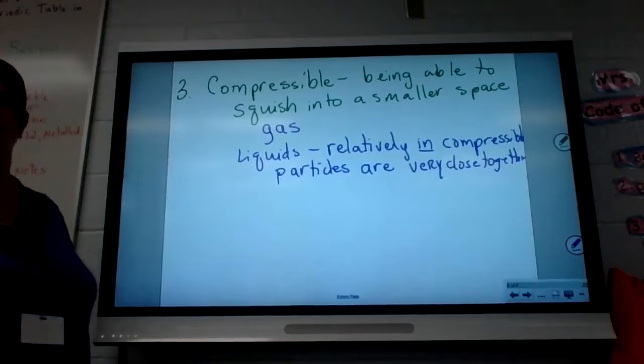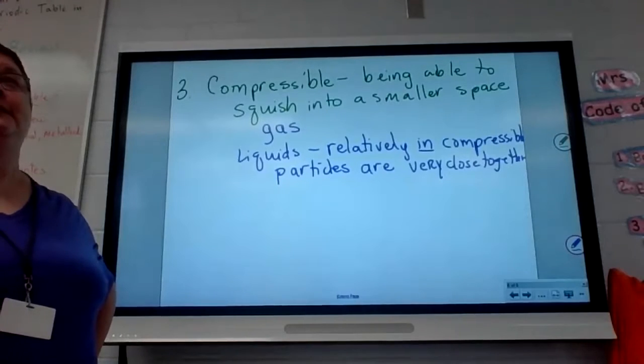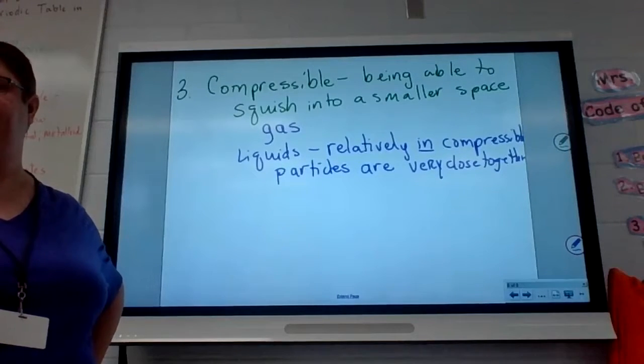Everybody with me on that? Compressing liquid, you get it spilled. Generally speaking, that is correct.